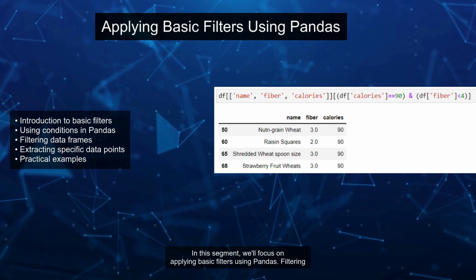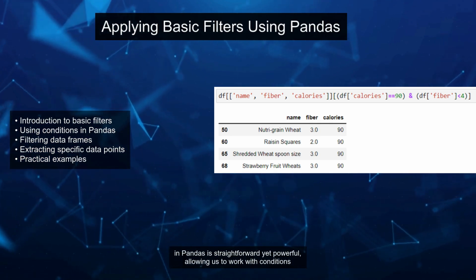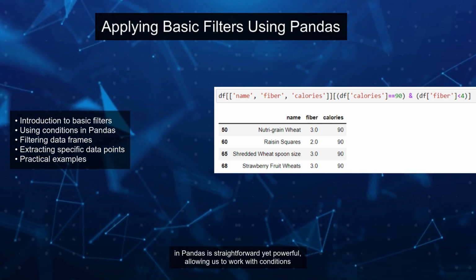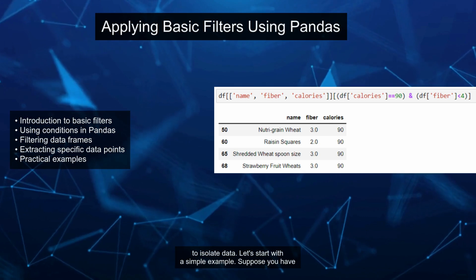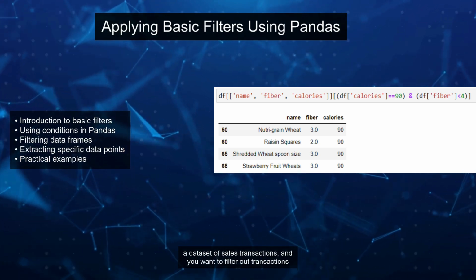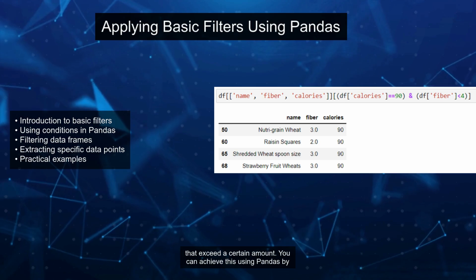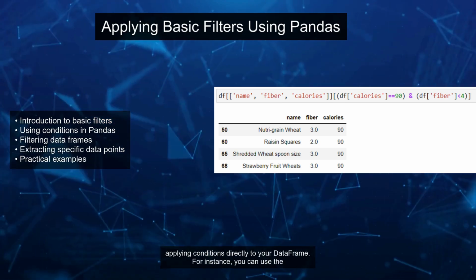Let's dive in. In this segment, we'll focus on applying basic filters using Pandas. Filtering in Pandas is straightforward yet powerful, allowing us to work with conditions to isolate data. Let's start with a simple example. Suppose you have a dataset of sales transactions, and you want to filter out transactions that exceed a certain amount. You can achieve this using Pandas by applying conditions directly to your data frame.